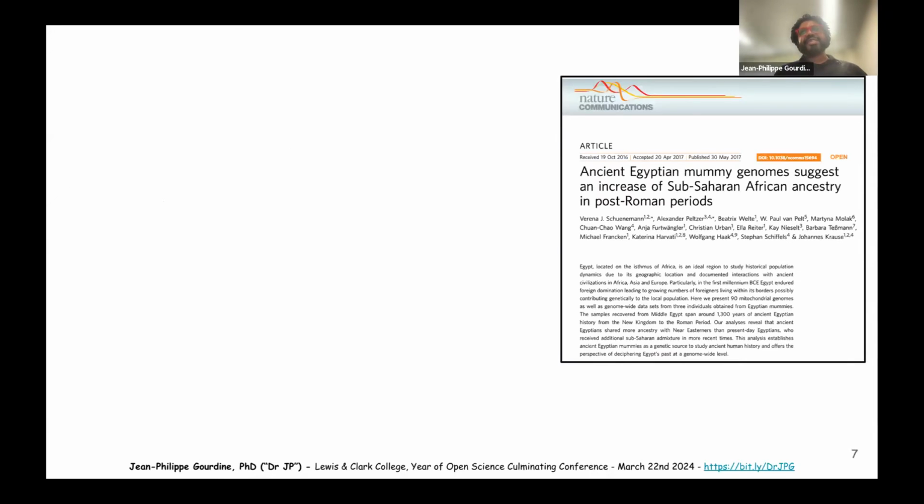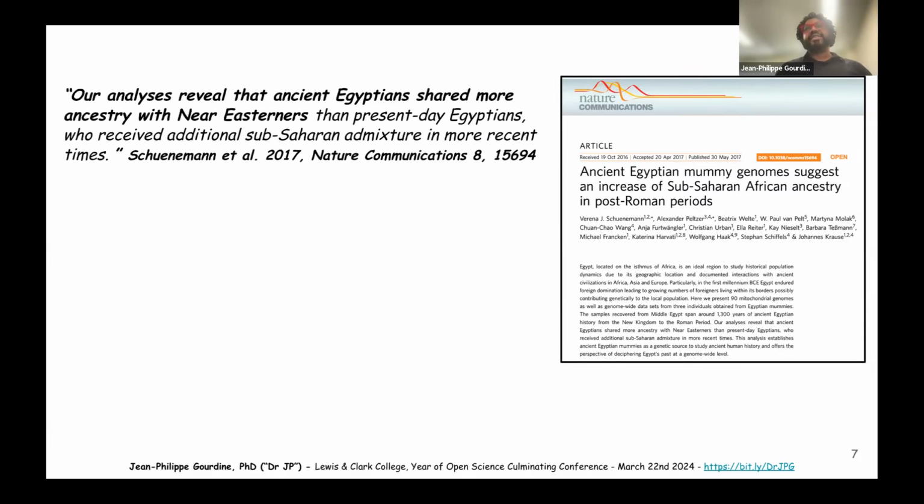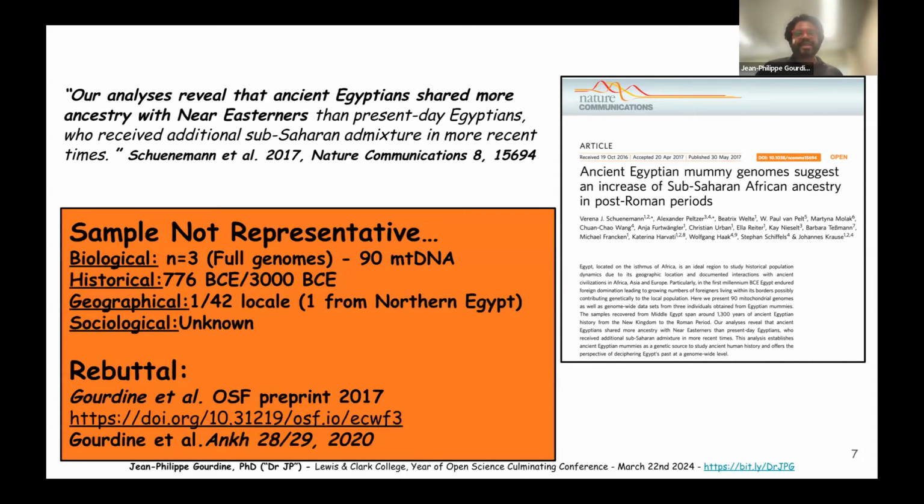And I'm just going to give you an example here with this paper that was published in Nature in 2017, where those authors stated that using ancient DNA, they found out that ancient Egyptians have more ancestry with Near Easterners. But if we look carefully at the data, the sample is not representative. We have only 3 full genomes. Historically, it's only about the end. Geographically, there was only one city that was sampled, and sociologically, we don't know.